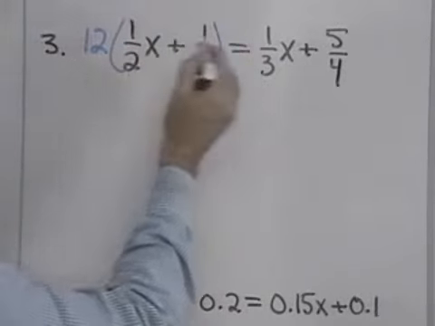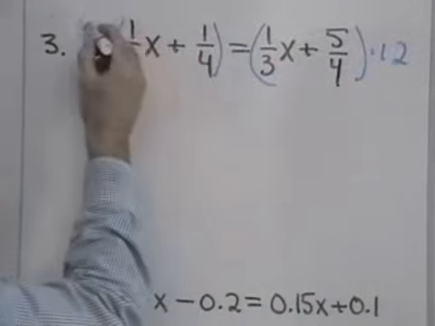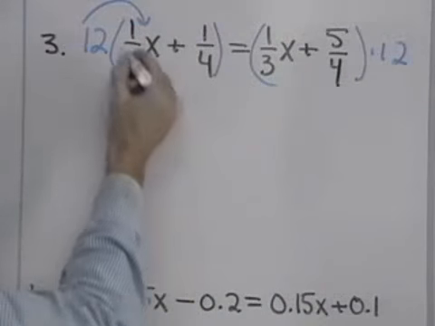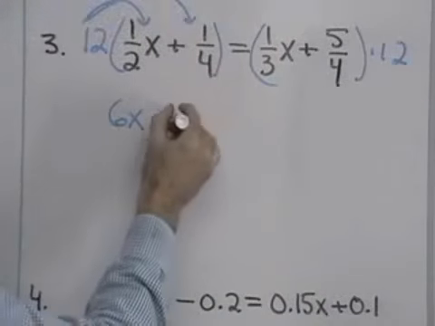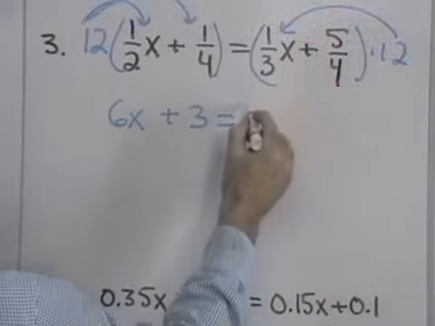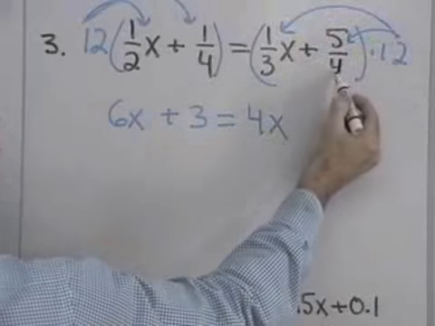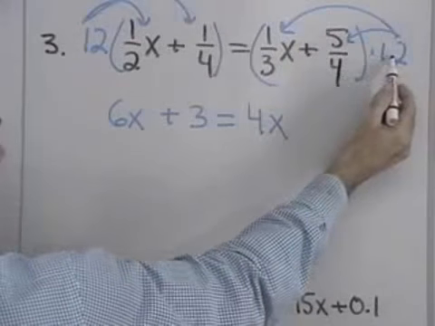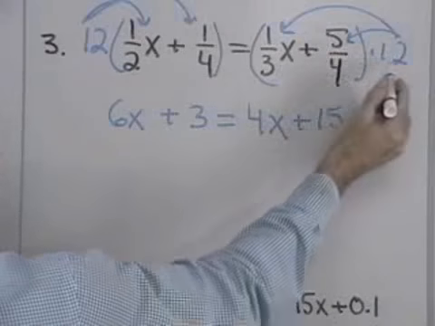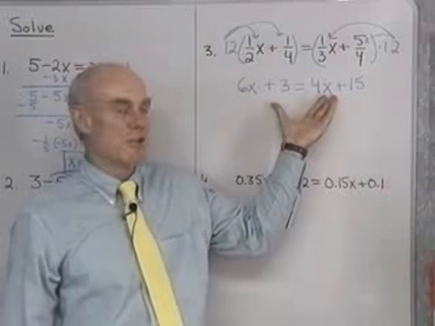I'll multiply this side by 12 and multiply this side by 12. And here I end up with 12 times 1/2 times x, which is 6x. 12 times 1/4 will be 3. And here, 12 times 1/3 x will be 4x. And then 12 times 5/4, well, 4 will divide into 12 3 times, 5 times 3 is 15. So 5/4 times 12 is going to be 15. Now I'm left with a nice simple linear equation in one variable.